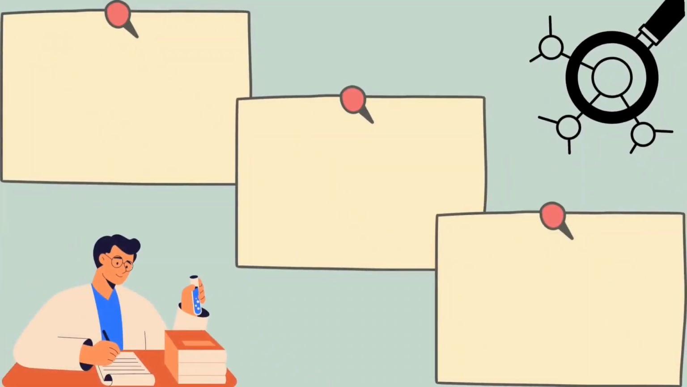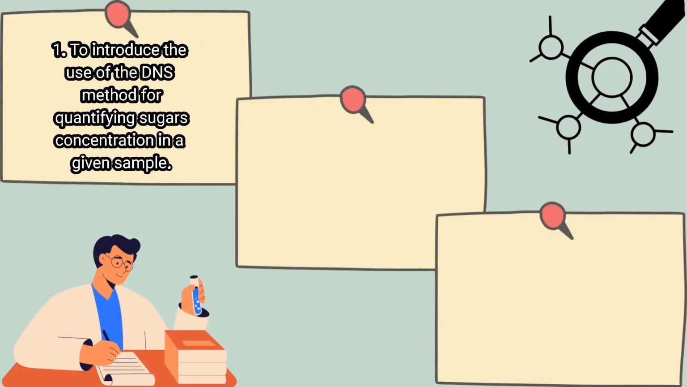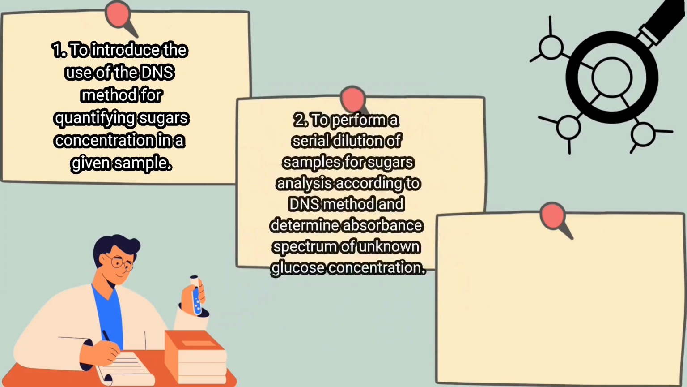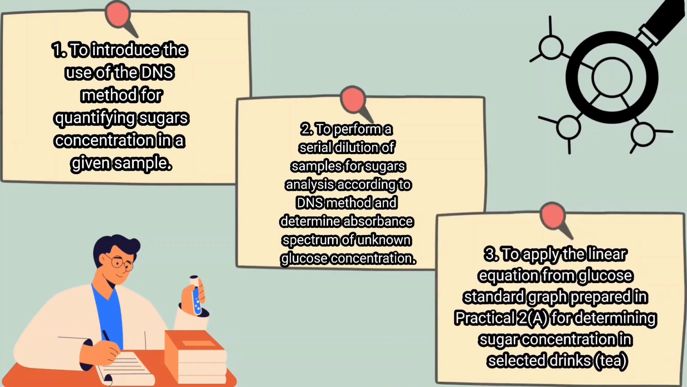The objective of the experiment was to introduce the DNS method as a reliable way to measure sugar concentration in various samples and to practice preparing serial dilutions for accurate analysis. It also aimed to determine the absorbance of unknown glucose solutions using a spectrophotometer. Finally, the experiment applied the linear equation from the glucose standard graph prepared in Practical 2A to calculate the sugar content in a selected drink product, which is tea.